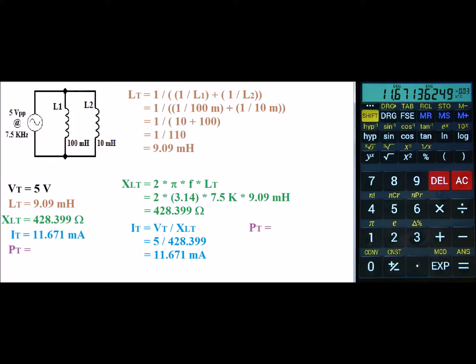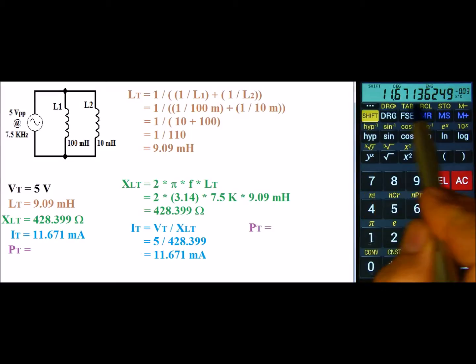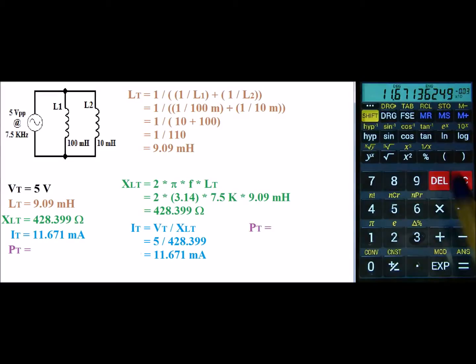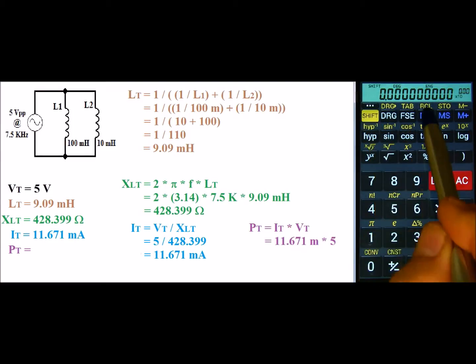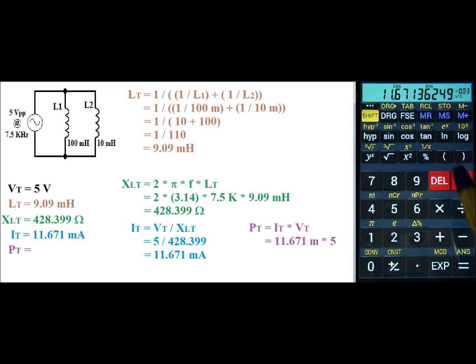Next, we can find P total. So let's store this value. P total is simply I total times V total. So that's 11.671 milli times 5. So I'm going to recall our current value and multiply it times 5. And we get 58.357 milliwatts. And that is all the totals for this particular circuit.